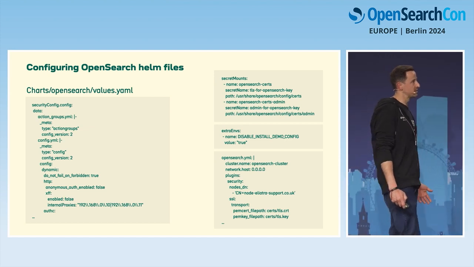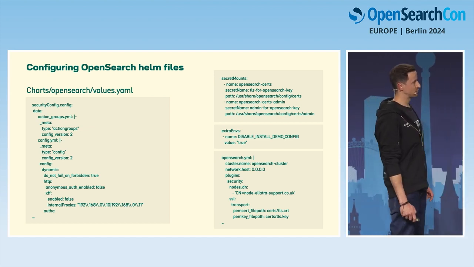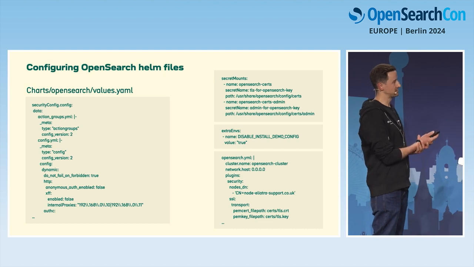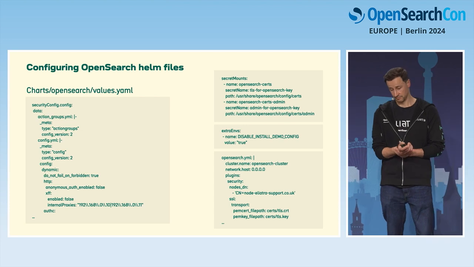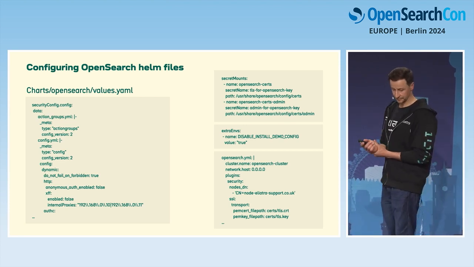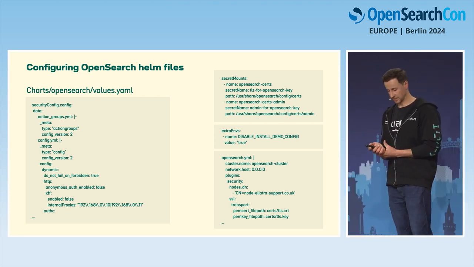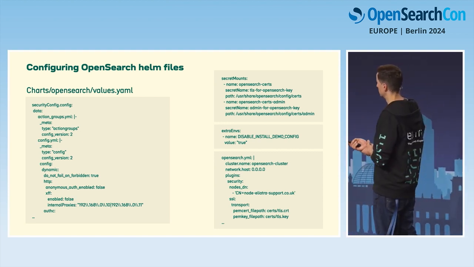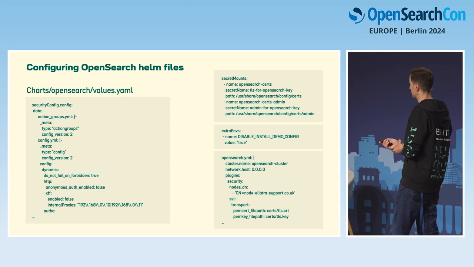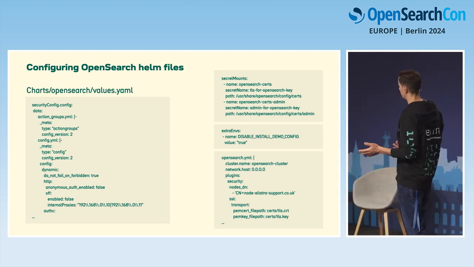And then last but not least, of course, is the opensearch.yml file. This is the usual configuration that I'm sure you're familiar with. You add everything that you want, all the DNs, all the security plugin, everything that goes into the opensearch.yml file. So one file to rule them all.